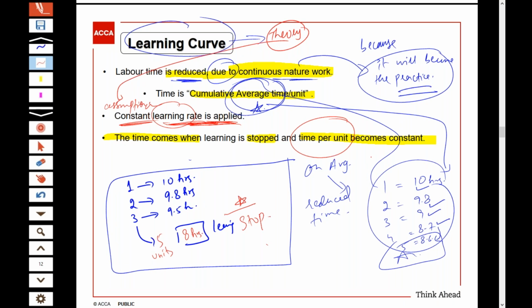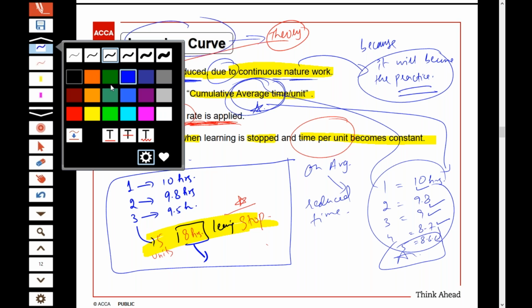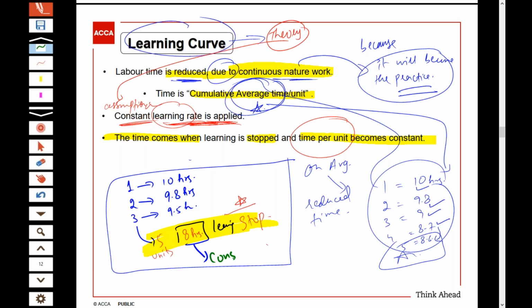Slowly and gradually, when you become habitual with something, you will take less time on the next units, but that time cannot be zero, obviously. So the learning will stop somewhere, and this will be the constant time for all the next units. So is the theory of the learning curve clear, all of you?